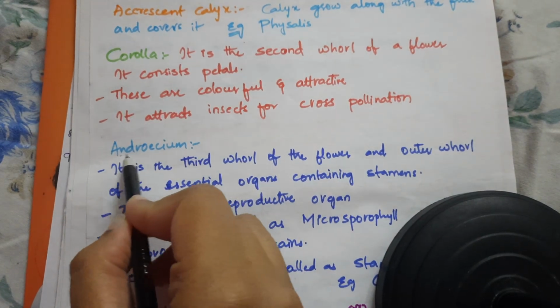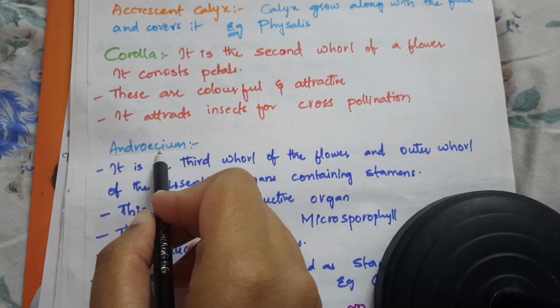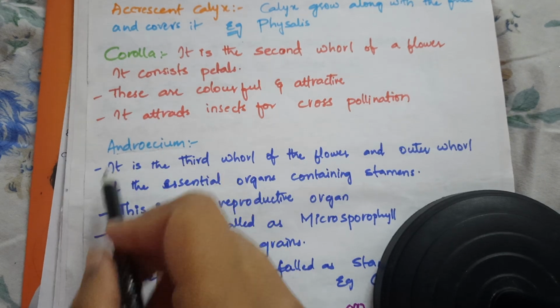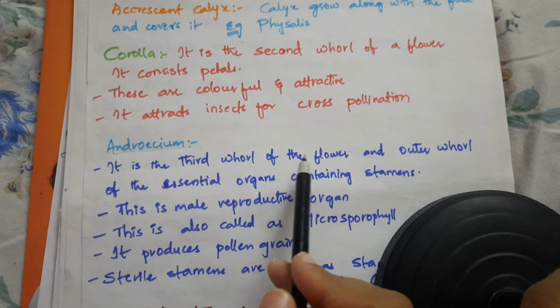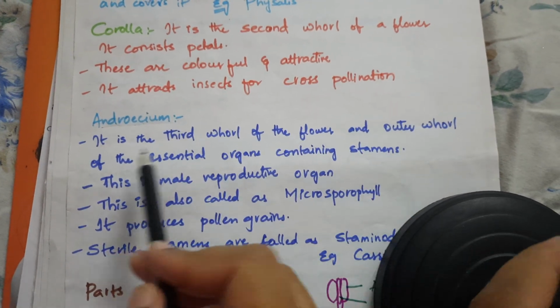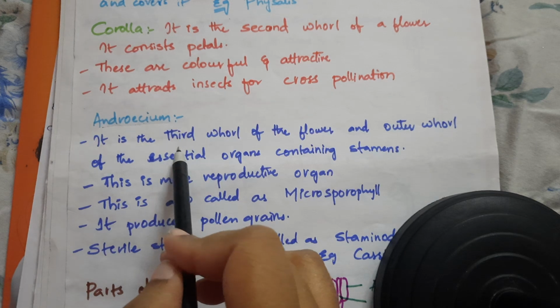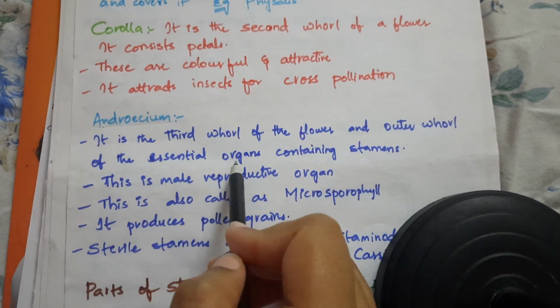Then coming to the androecium. Androecium is nothing but the male reproductive structure of the flower. It is the third whorl of the flower, and the outer whorl of the essential organs containing the stamens. Even though it is the third whorl of the flower, it is the outer whorl of the essential organs.